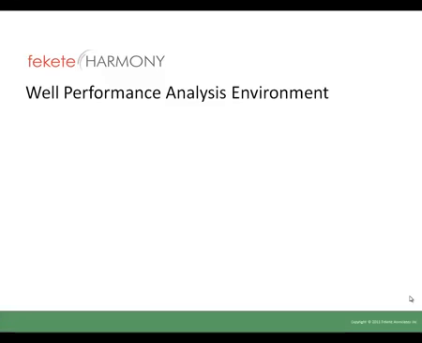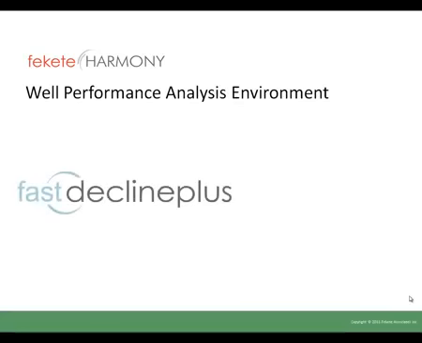This means it incorporates the traditional well evaluation tools found in Fast Decline Plus, including decline analysis, volumetrics, and material balance, with the advanced methods that are found in Fast RTA. This would include type curves, analytical and numerical models, and the flowing material balance. Let's take a look at what the Fekete Harmony environment looks like.